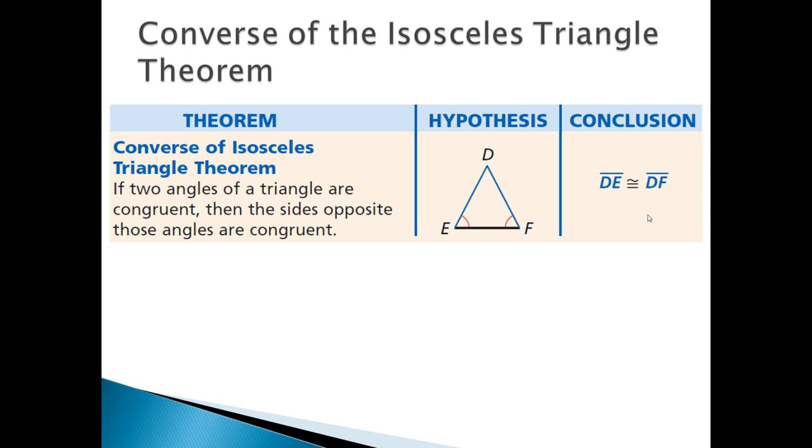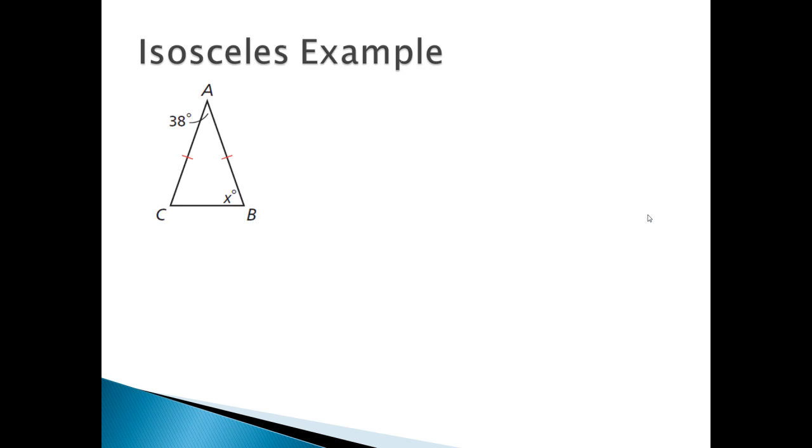This time we have two angles in the triangle that are congruent. If we got the two angles congruent, then the sides opposite from them become the legs of an isosceles triangle. So we have if the sides, then the angles, and now we've got if the angles, then the sides. Let's do an example of this. Let's see what we can use.